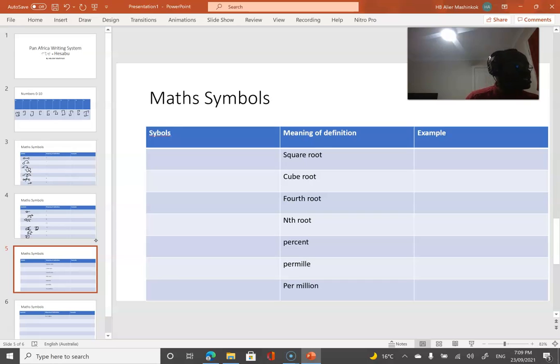So the next one is the square root. So the square root itself will have this, will have that like that. That is the square root. So this is the square root, the square root of that.